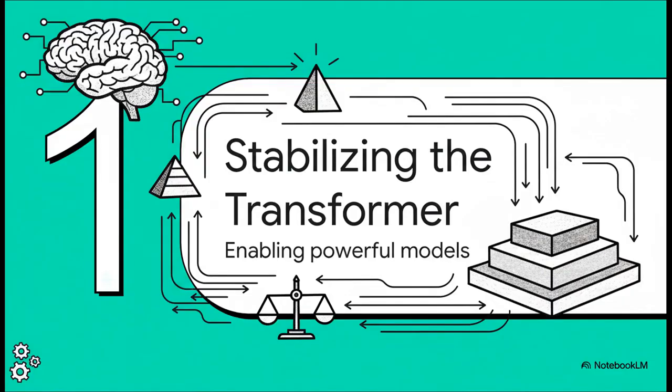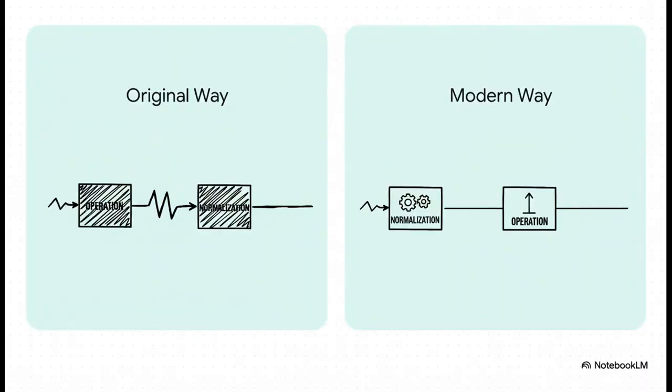All right, first things first. The biggest initial hurdle wasn't even about making these models smarter. It was just about making them stable enough to train in the first place. And this is where the first big agreement in the field really started to take shape. Okay, now look at this. It might seem like a tiny change, but this was huge.